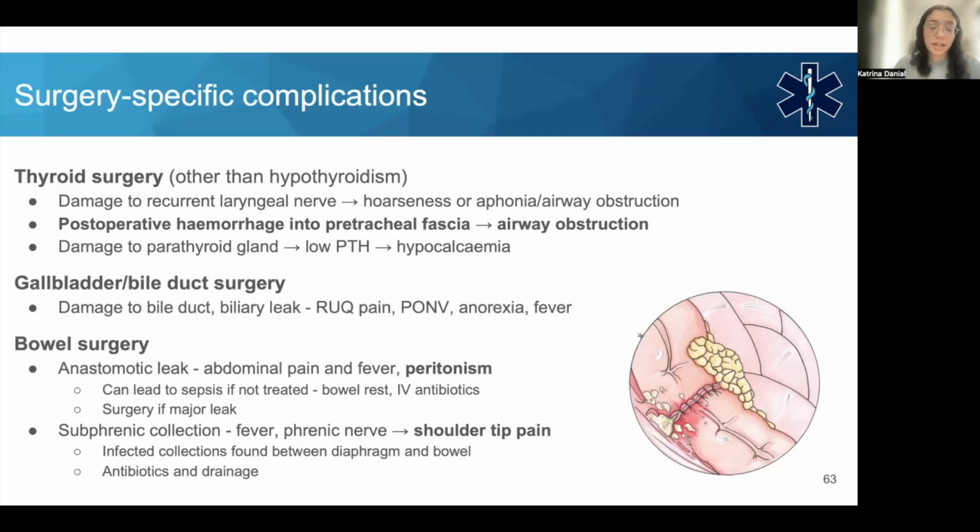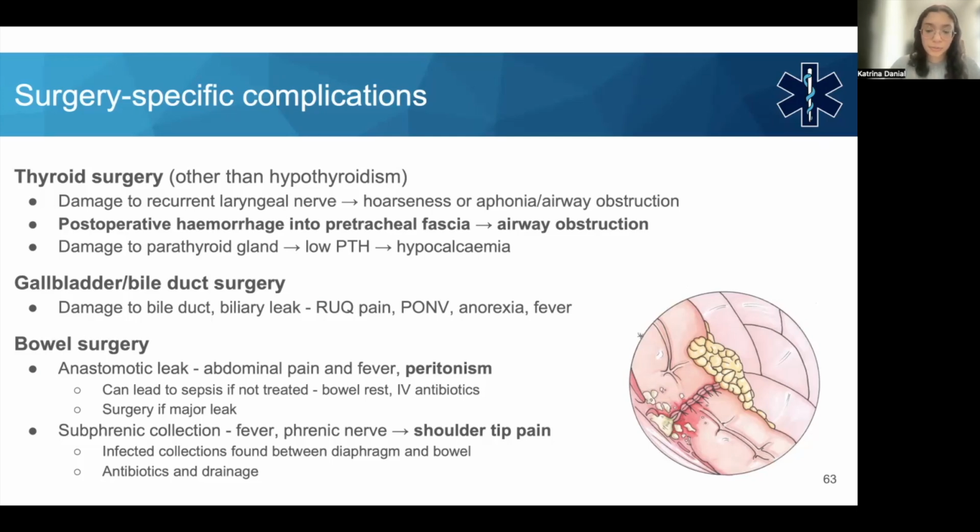Signs of that: abdo pain, peritonism. So basically, the abdomen is rigid. Any type of palpation causes pain, or even just percussion. Percussion tenderness is a sign of peritonism. So that's really, really bad. They'll obviously be febrile, and if you don't treat that, they can deteriorate very quickly. Sepsis, can be hemodynamically unstable.